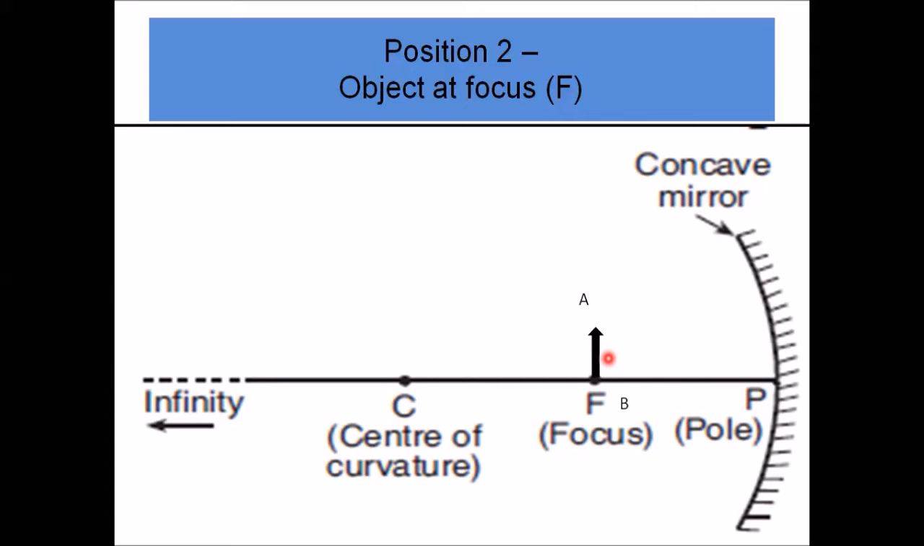So let us take the first ray of light, parallel to the principal axis. Let that be AD. After reflection, as we already know, by our rule number 1, it will pass through the focus. So the reflected ray will be DE.